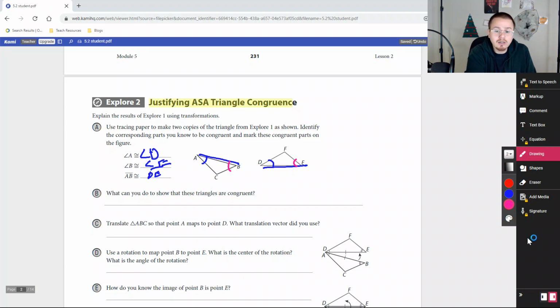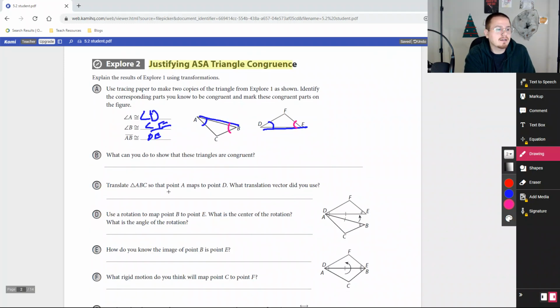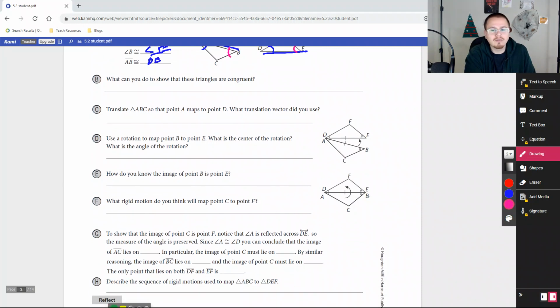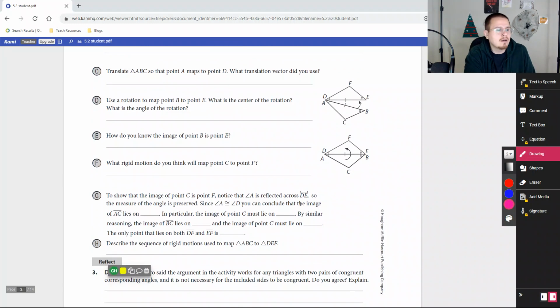Well, you could find a sequence of rigid motions that maps one triangle to the other. That always works, right? You can translate one, you can rotate one. How do you know the image of point B is point E? Well, it's given that AB is congruent to DE, so the image of point B must be point E. Clearly F is a reflection across DE.